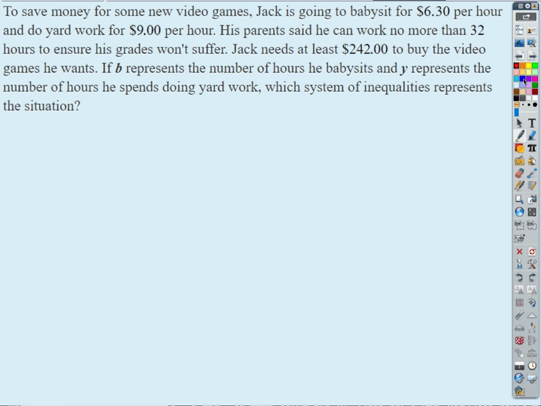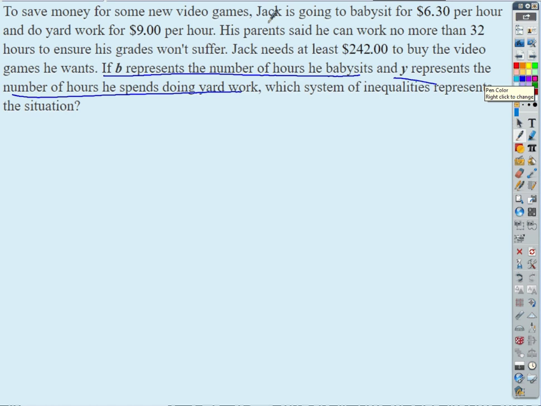It gives you the variables. B represents the number of hours this guy babysits and Y represents the number of hours he spends doing yard work. He's trying to save money for some video games. Jack babysits for $6.30 per hour and does yard work for $9 per hour. His parents said he can work no more than 32 hours to ensure his Algebra 2 grades don't suffer, and he needs at least $242 to buy the video games. Can we come up with some mathematical expressions that replace the words here?